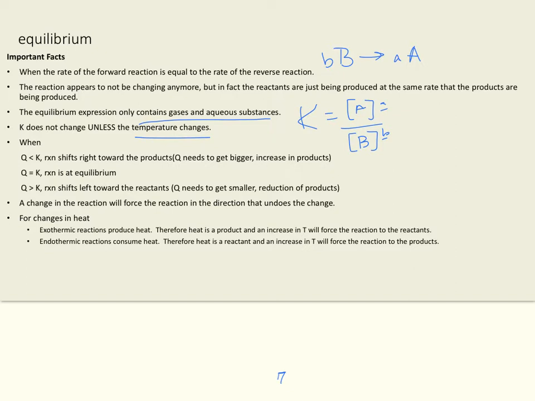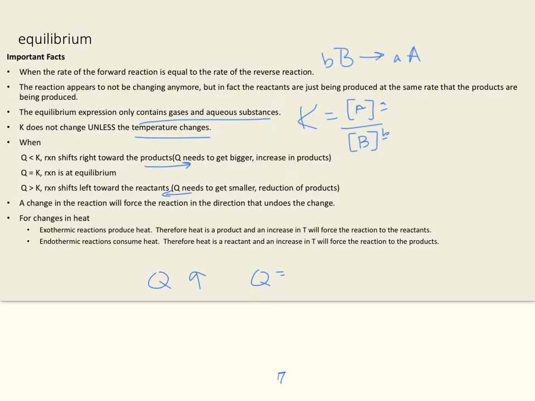When Q is less than K, the reaction is going to go towards the products. When Q is equal to K, the reaction is at equilibrium. And when Q is bigger than K, the reaction shifts towards the reactants. Okay, so you either need to have that memorized or understand that if Q is less than K, that means Q needs to get bigger. And in order for Q to get bigger, Q has the same formula as K.